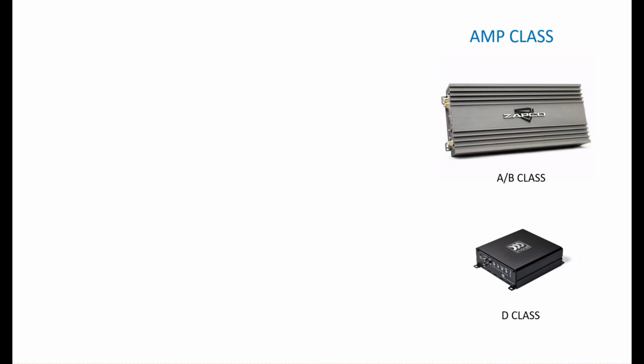In general, an AB class will be bigger, run hotter, and use a lot more power. They're generally more expensive, but they have superior playback quality. You can usually tell an AB class because it will have heat fins or fans or heat sinks bolted to it to dissipate the extra heat that it produces. A D class amplifier, on the other hand, is much more compact.